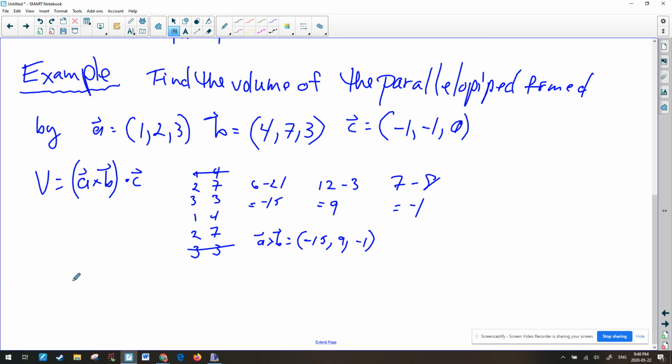That's the first part. And then, so I'll write that. So we're going to have -15, 9, and -1. And then I'm going to dot that with -1, -1, 0. Okay, so that's going to be 15 minus 9 plus 0, which is 6. And so there we go. So the volume is 6.